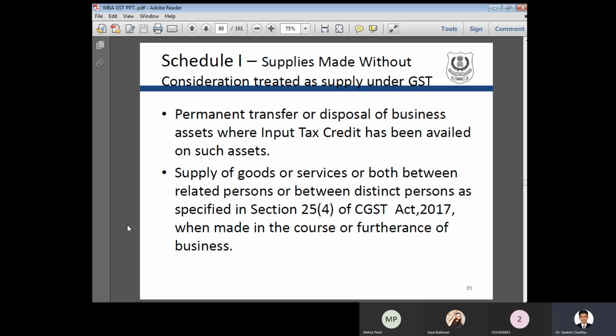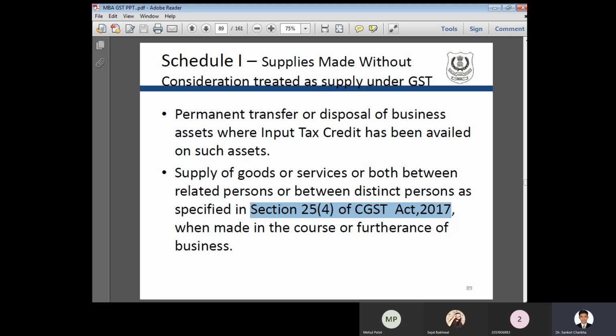Why? Because there is actual physical movement of goods, there is proper transfer or disposal of business assets. If the business assets or goods are moving from one place to another, either transferred or disposed of, then the supply comes into existence, the movement of goods comes into existence, and you get applicability of input tax credit. Supply of goods and services or both between related persons or between distinct persons as specified under section 25(4) of the CGST Act 2017, when made in the course or furtherance of business.